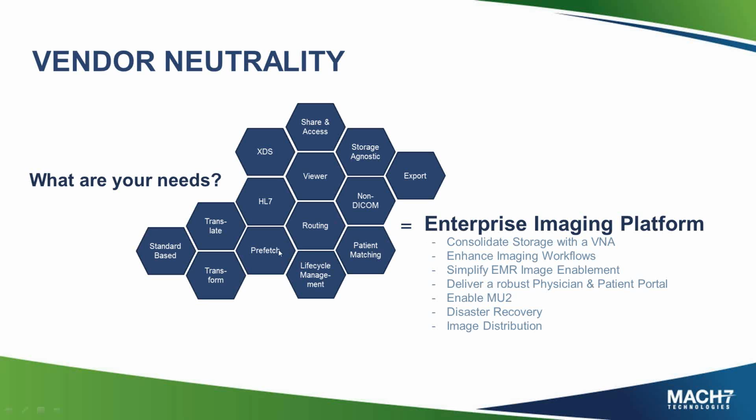From a vendor neutrality perspective, it also needs the capabilities to do some workflow, so workflow around routing and prefetching. Looking at vendor-neutral archives out there, they should be able to communicate images to different devices cleanly. And as they communicate those through routing or prefetching, be able to do it along with translation and transformation.